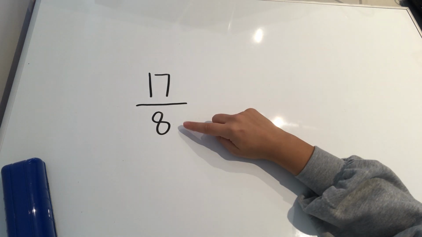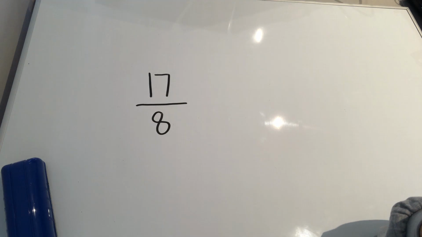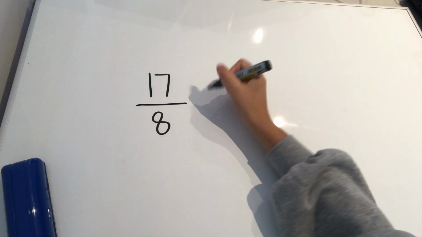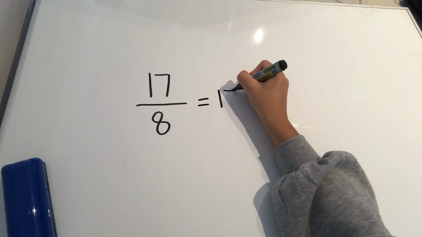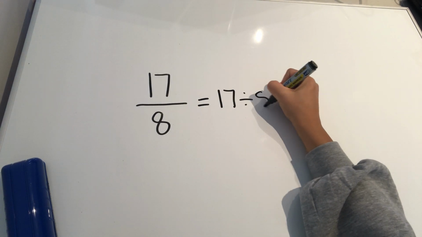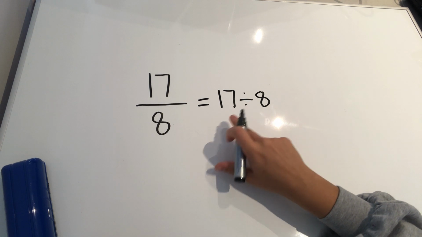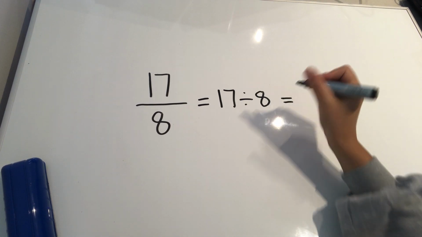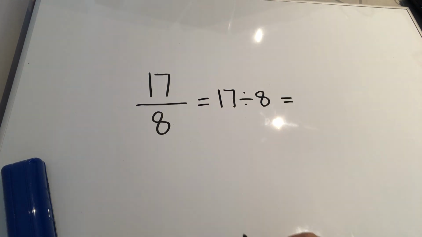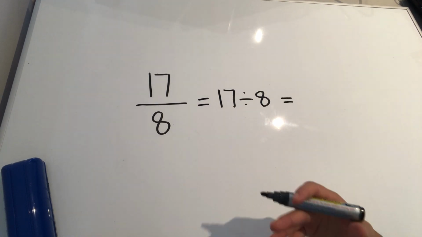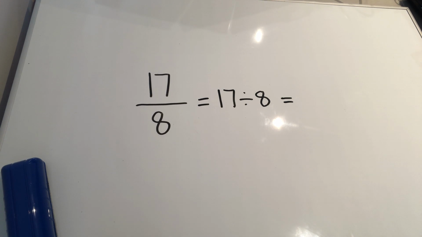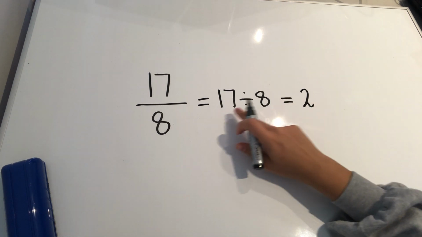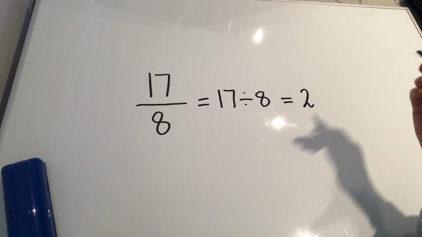So we've got 17 over 8. What you need to do is divide the numerator by the denominator. So we go 17 divided by 8. It's the same as saying how many 8s go equally into 17. Now 8 goes equally into 17 twice, because if we use our skip counting and multiplication knowledge, 8, 16. So we've got 2 whole 8s in 17 and we have 1 remainder.